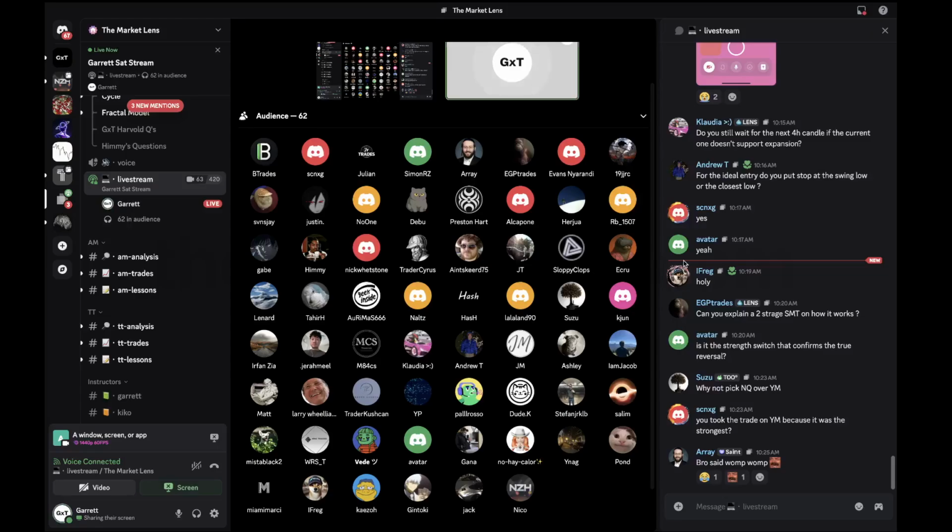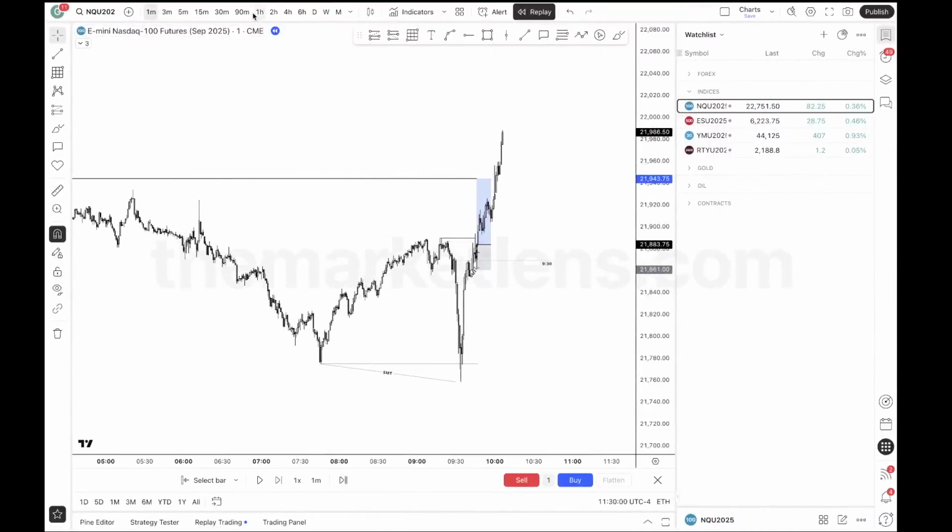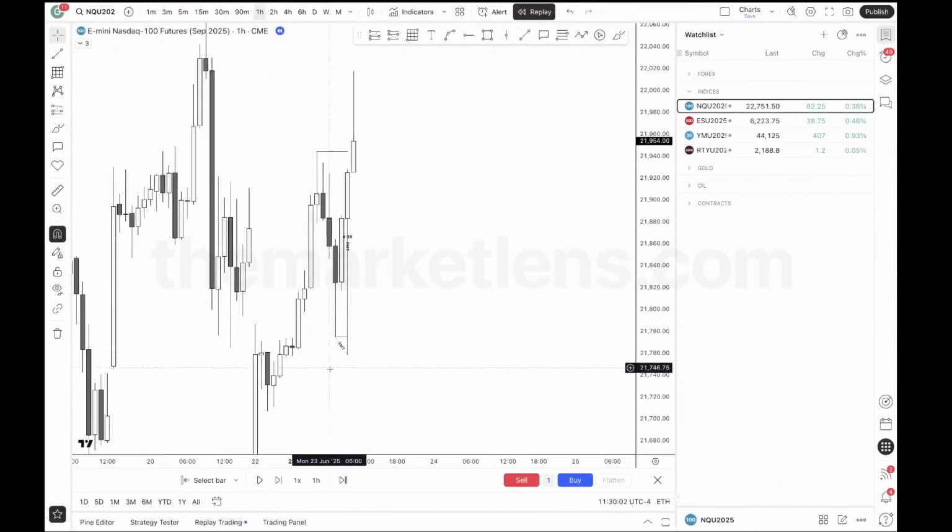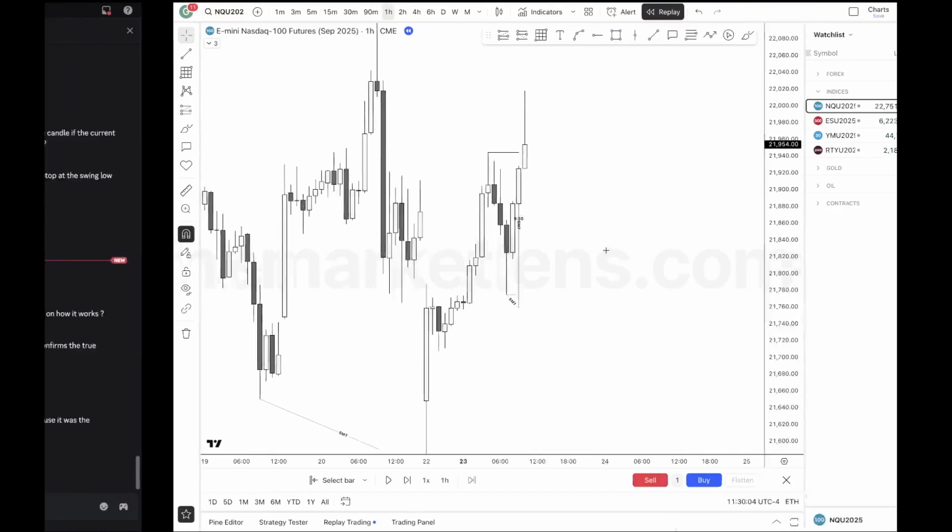Why not pick NQ over YM? Well, because it's weaker. Create a lower low. It's literally as simple as that.